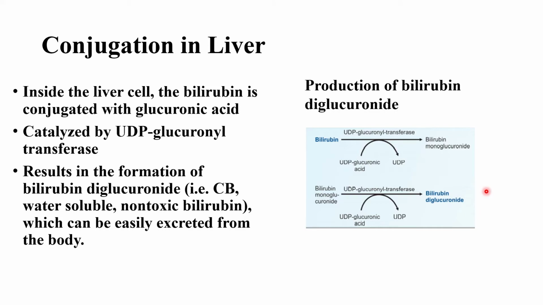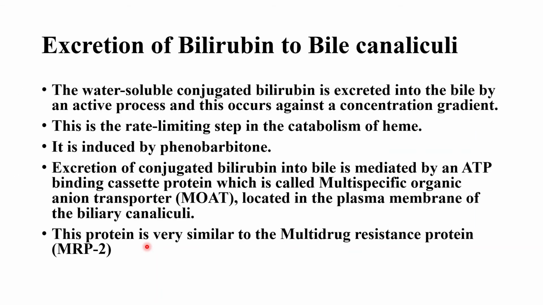So this bilirubin diglucuronide is the conjugated bilirubin, and this is water soluble, non-toxic bilirubin, which can be easily excreted from the body. This is very important: conjugated bilirubin is water soluble and non-toxic and it can be easily excreted from the body.